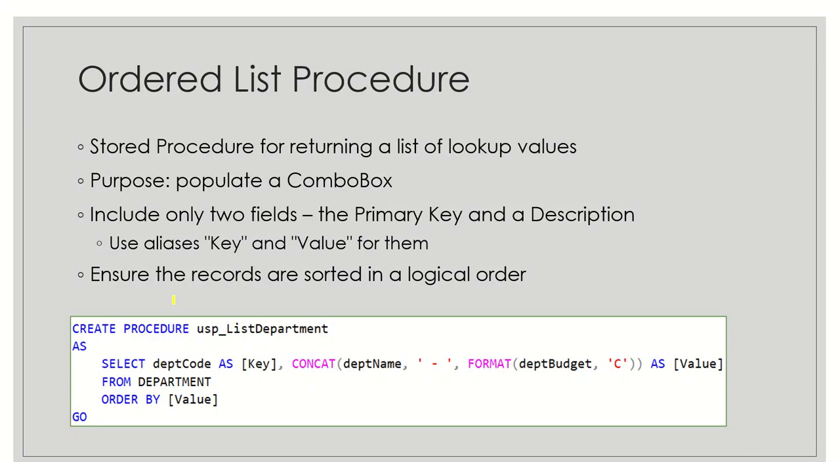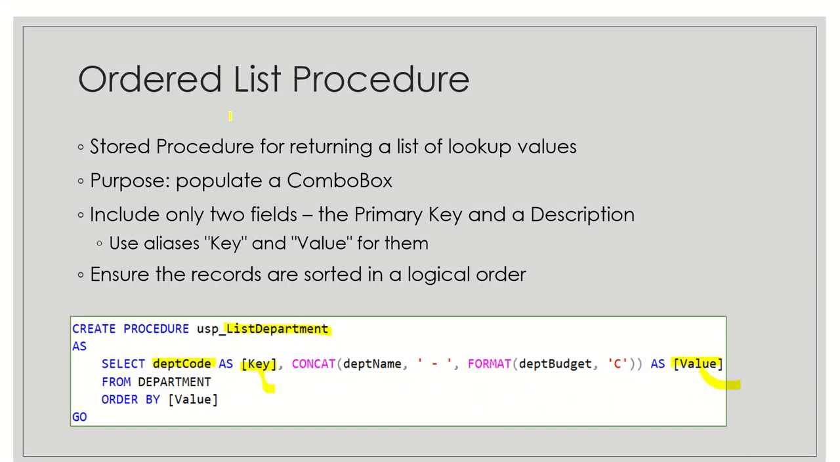In order to retrieve this from the database, we're creating a stored procedure that can create a list of keys and values. My select statement selects the primary key, and we call that key. The aliases are important here. And then for the value, I'm producing a summary or a description of departments. So in this case, we're going to see the department name and the department budget formatted as currency, and that's going to be the value.